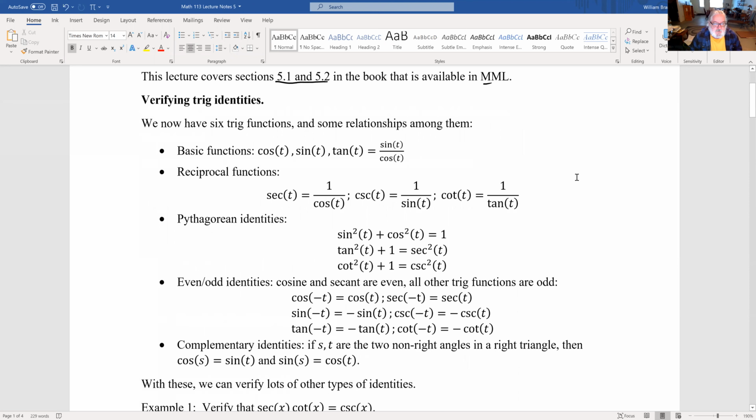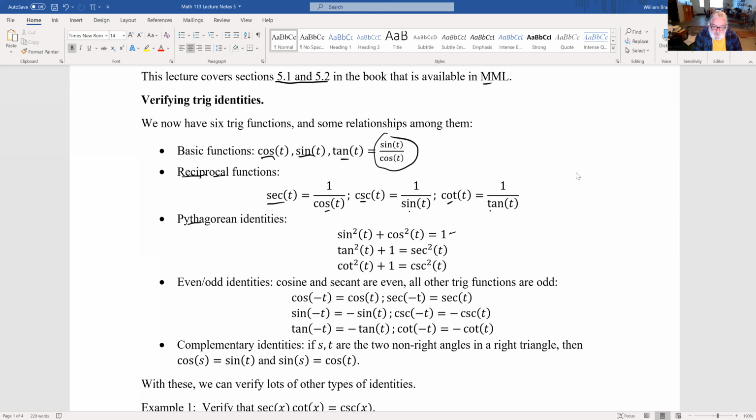So we have some trig functions and some relationships among them. Basic functions are cosine, sine, and tangent. Tangent can be defined in terms of sine and cosine. We have reciprocal functions. Secant is 1 over cosine, cosecant 1 over sine, cotangent 1 over tangent. We have a Pythagorean identity, sine squared plus cosine squared equals 1.